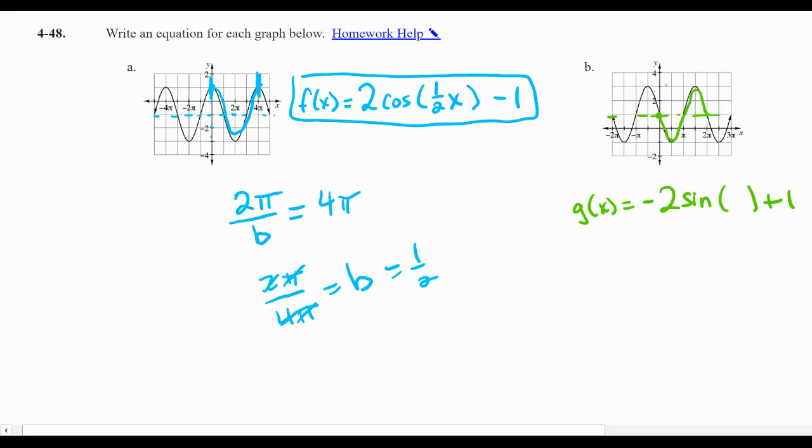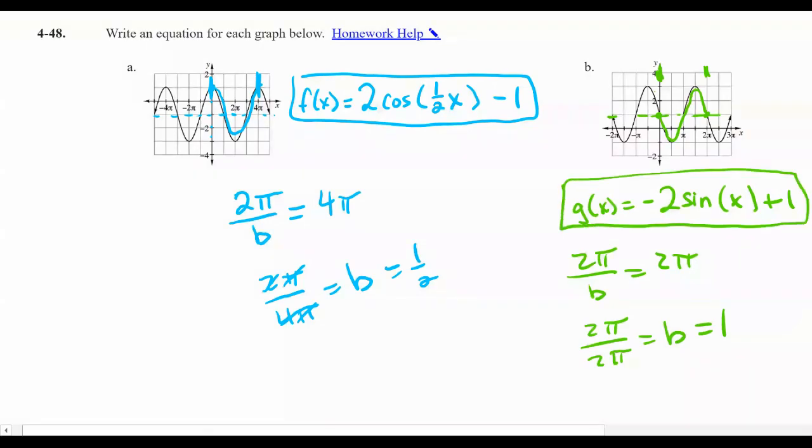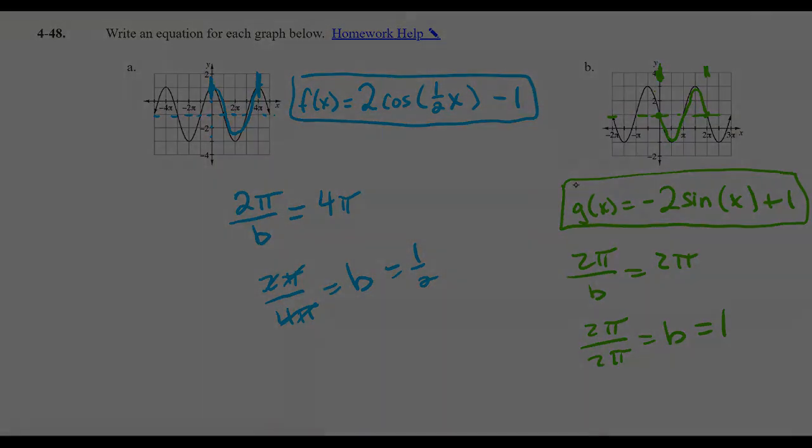And then now we look for the period. Looks like it's going straight from 0 to 2 pi. I actually know that the b value is going to be 1 on this one, but just to show you here, 2 pi over b is equal to the period. Then we solve for b, which gives us just 1. So final trig function here, -2 sine of x plus 1.